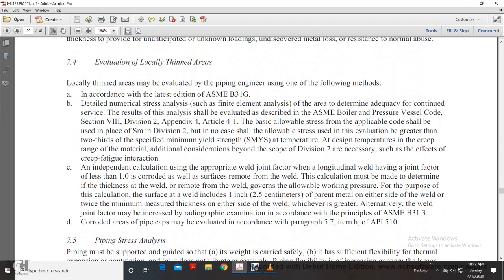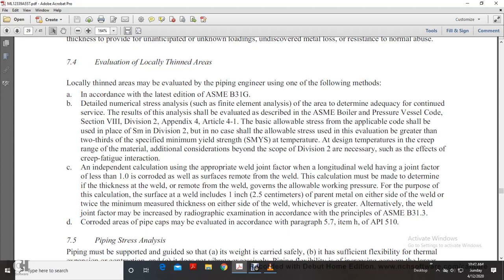Alright, 7.4, evaluation of local thin areas. Locally thin areas may be evaluated by a piping engineer using the following methods in conformance with the latest edition of ASME B31G. Detailed numerical stress analysis of the finite element analysis area to determine the adequacy. The results of the analysis should be evaluated per ASME Boiler and Pressure Vessel Code Section 8, Division 2, Appendix 4, Article 4.1.